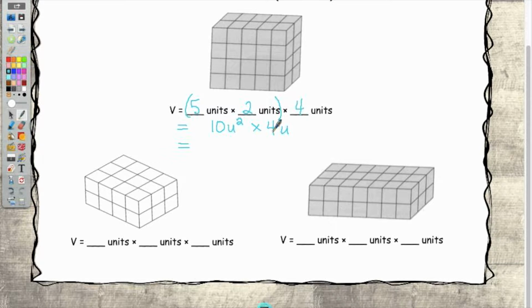Remember the base is squared? You remember that from the old days? It's like 2 weeks ago. 10 times 4 is 40 units cubed. Okay? So underneath each of these, you're going to need 2 equal signs. Hopefully you have more room than I do. Okay, so go ahead and solve the next 2 exactly the same.